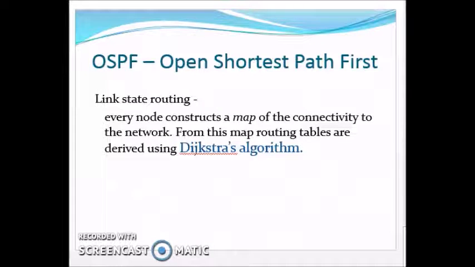Open shortest path first is another IGP. It uses link state routing. The basic concept of link state routing is that every node constructs a map of the connectivity to the network. From this map, routing tables are derived using Dijkstra's algorithm. Unlike RIP, where each router learns from its neighbors the distances, OSPF enables the router to learn the entire topology.